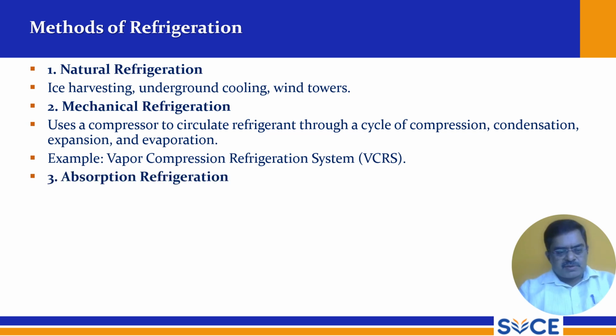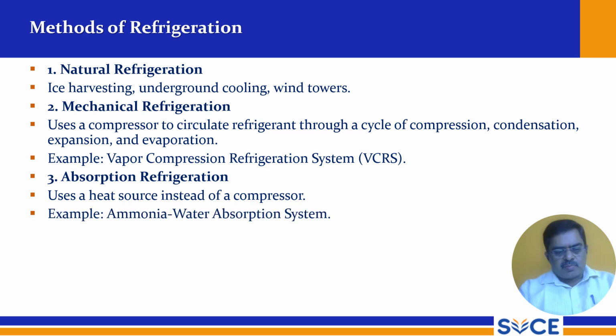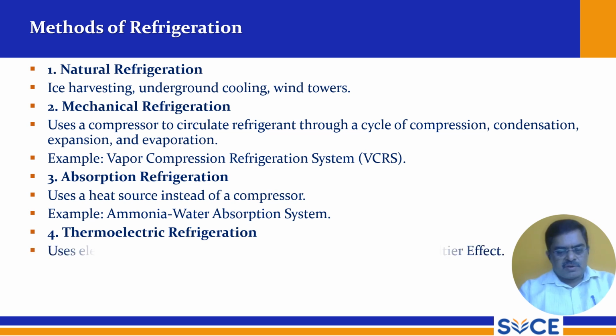Next is the absorption refrigeration system. Here it uses a heat source instead of a compressor. So the compressor is replaced with a heat source, and the ammonia water absorption system is an example here. We are going to see the absorption refrigeration system as well as VCRS, that is vapor compression refrigeration system, in coming units. Thermoelectric refrigeration, this also we are going to discuss in brief in coming units.